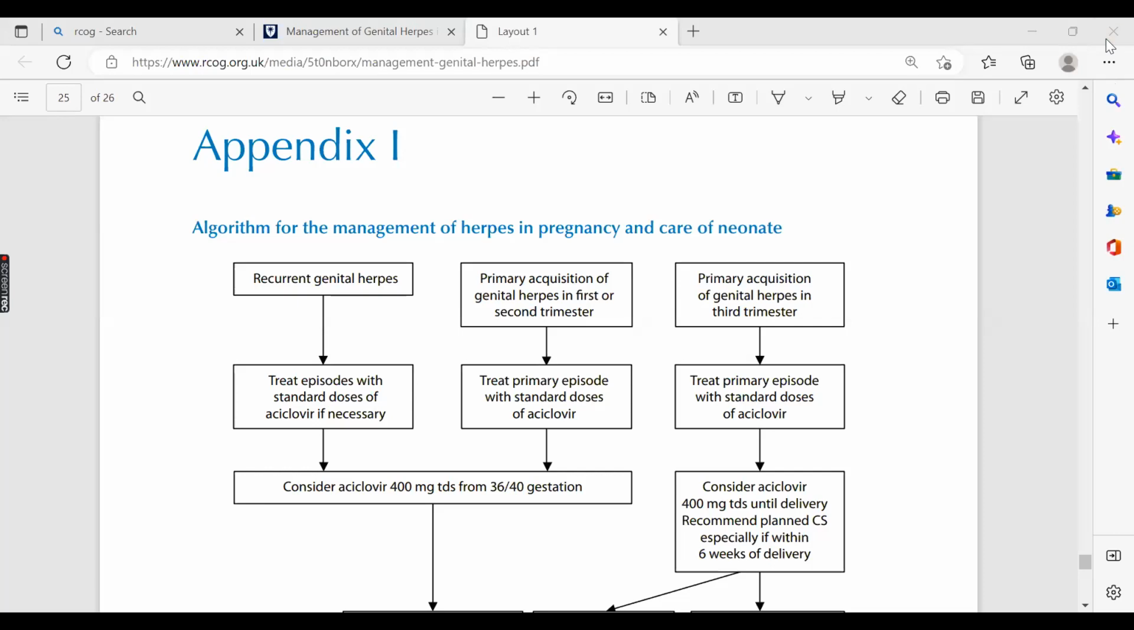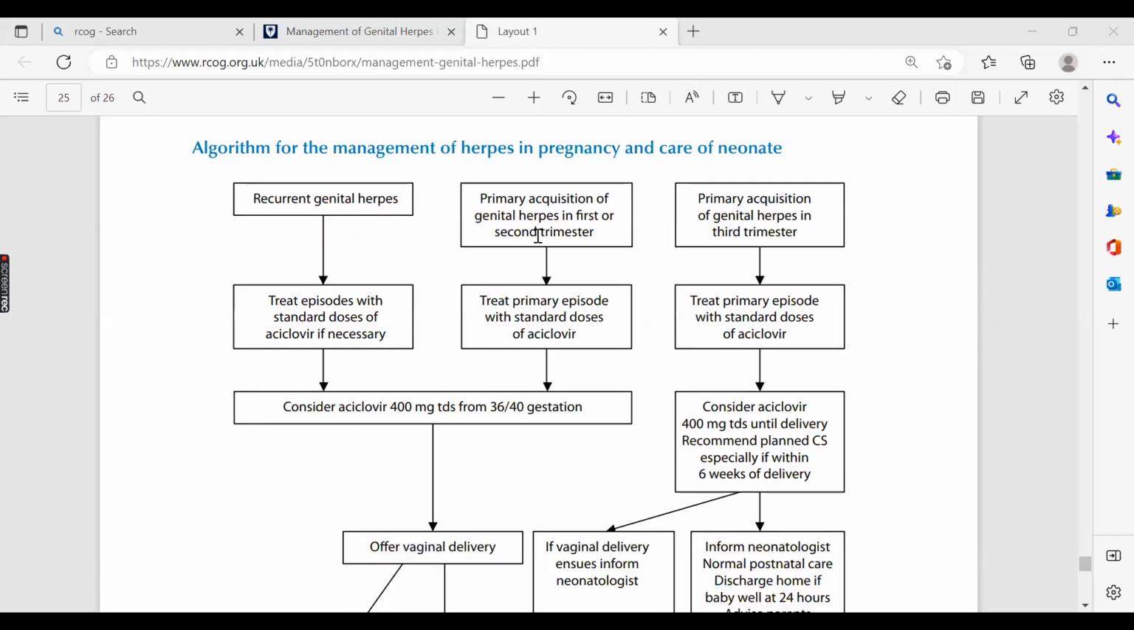The algorithm for the management of herpes in pregnancy and care of the neonate. We talked about what is primary herpes and what is recurrent herpes. So, recurrent genital herpes, let me take my pointer, please. Right, so guys, just remember these facts.